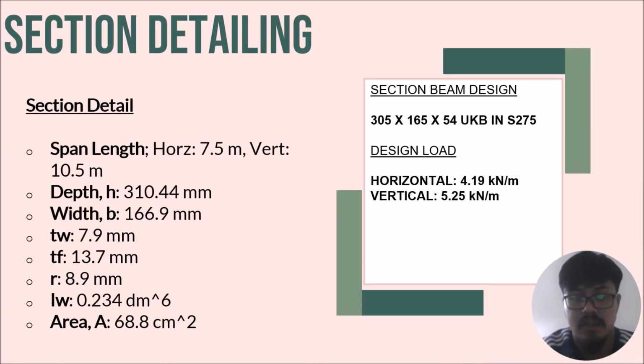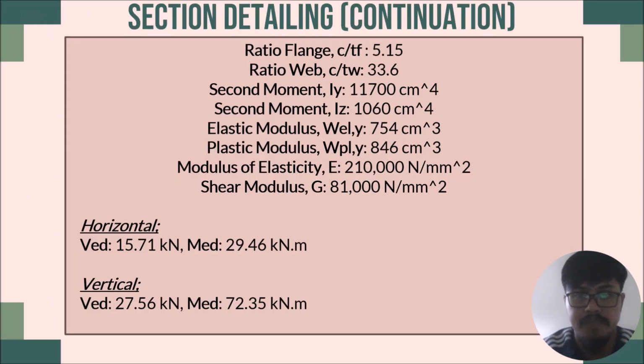For the section B design, our group decided to choose 205 × 165 × 54 UKB in steel grade S275. After calculating, we get that the design load for the horizontal beam, designed for 1 till 3 based on the architecture drawing, will be 4.19 kN per meter, while the vertical beam, beam at A till C, will be 5.25 kN per meter. On your left you can see the section detail, with all the details there.